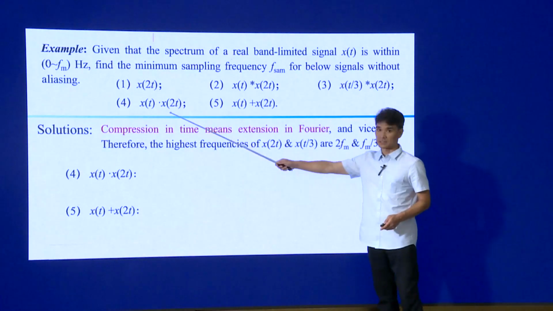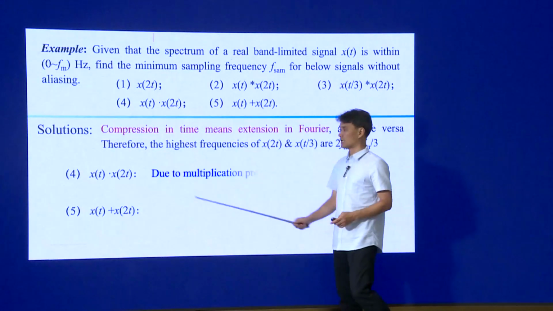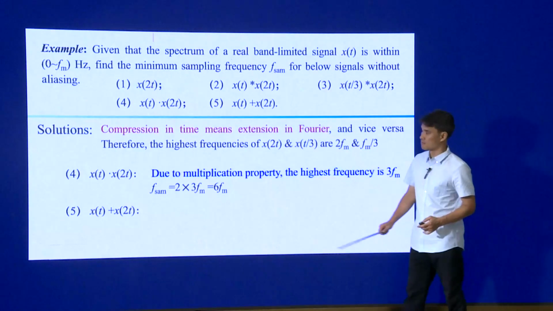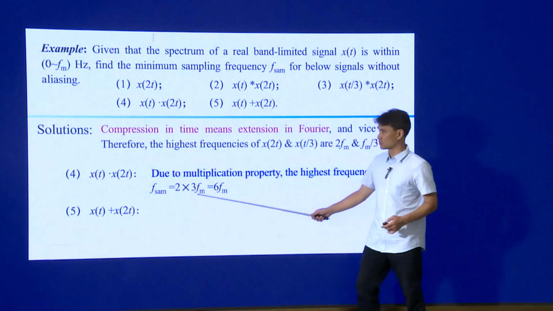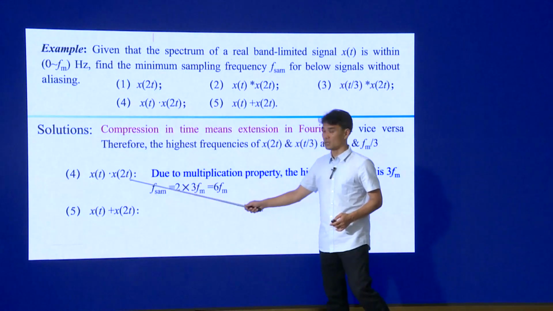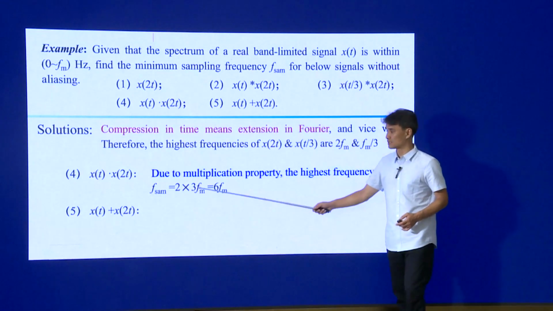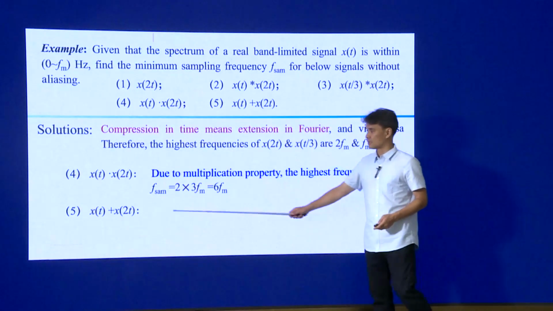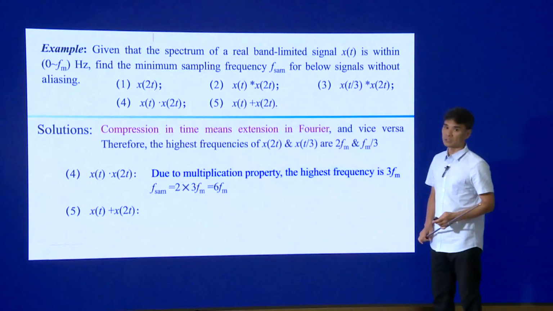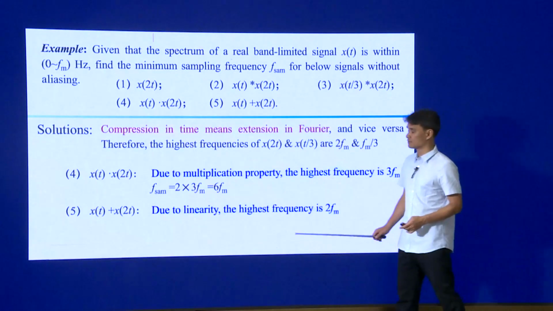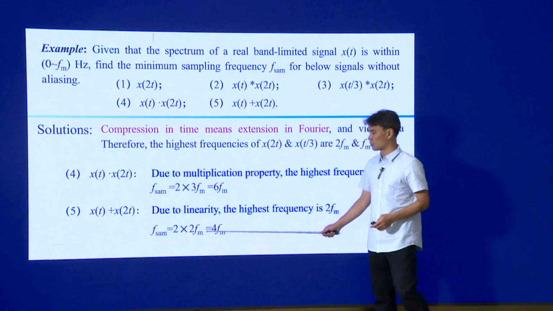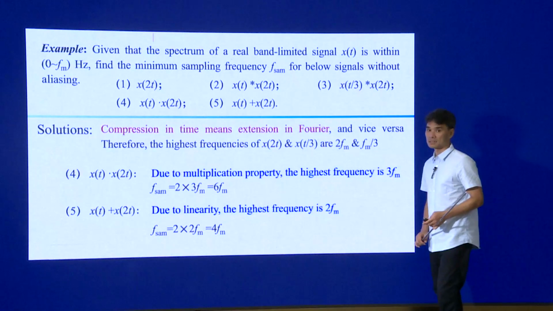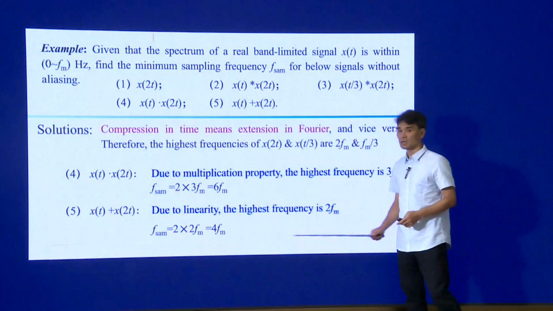For the fourth signal, multiplication in the time domain corresponds to convolution in the frequency domain. The maximum frequency is equal to f sub m plus twice f sub m, so it's 3 f sub m. And the minimum sampling frequency is twice that. And for the last one, the linearity property tells us that the maximum frequency is equal to twice f sub m, so the sampling frequency must be greater than 4 times f sub m.